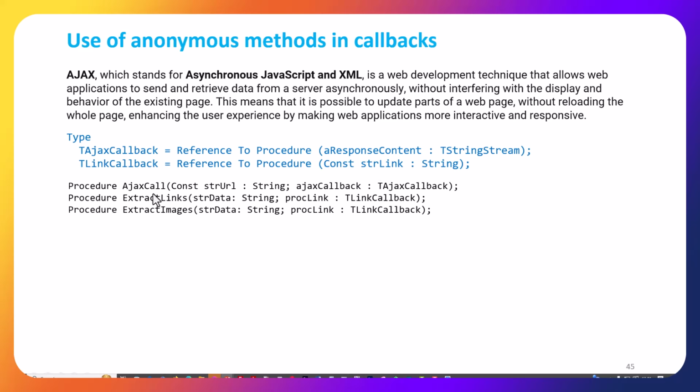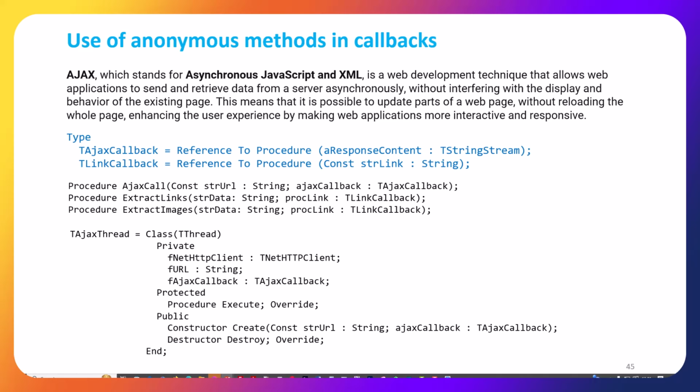So we've got an AJAX call which uses an anonymous function here. We've got an extract links which uses this anonymous method here. Okay, so we have a T-AJAX thread which is used to set up the HTTP connection, specifying the URL and the callback function. And when we create this thread, it will start executing.